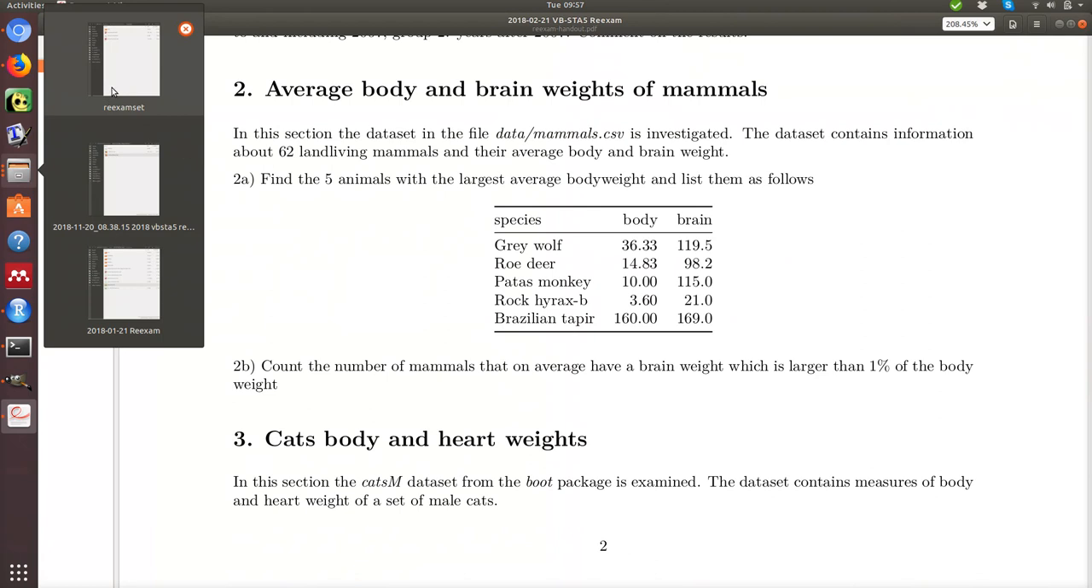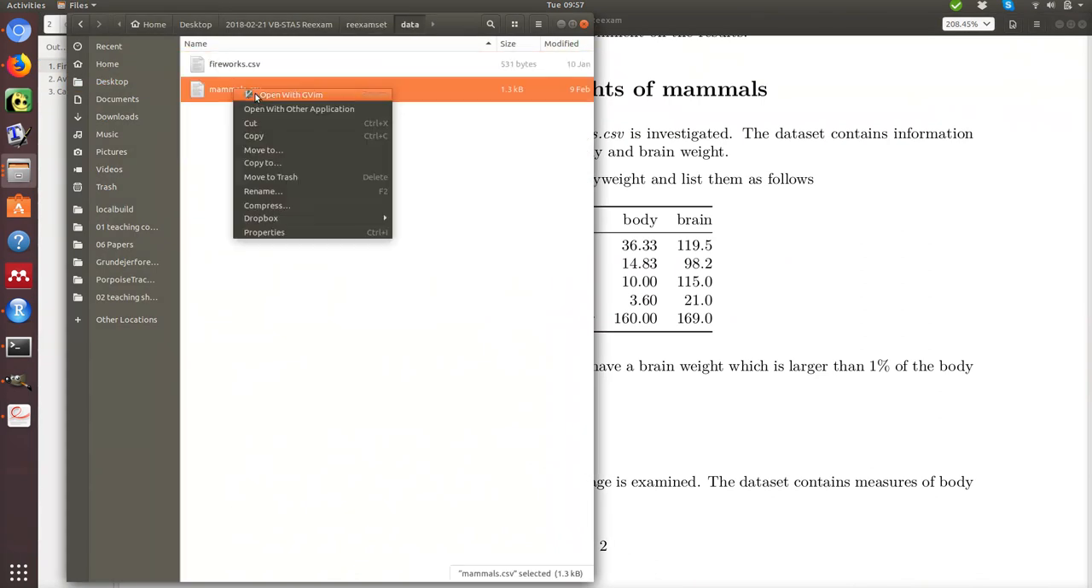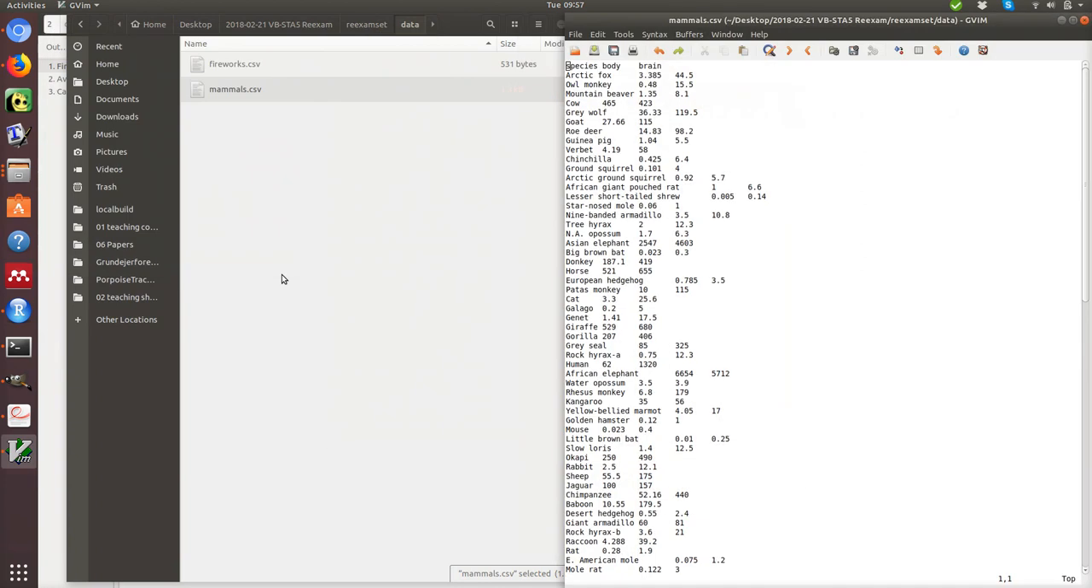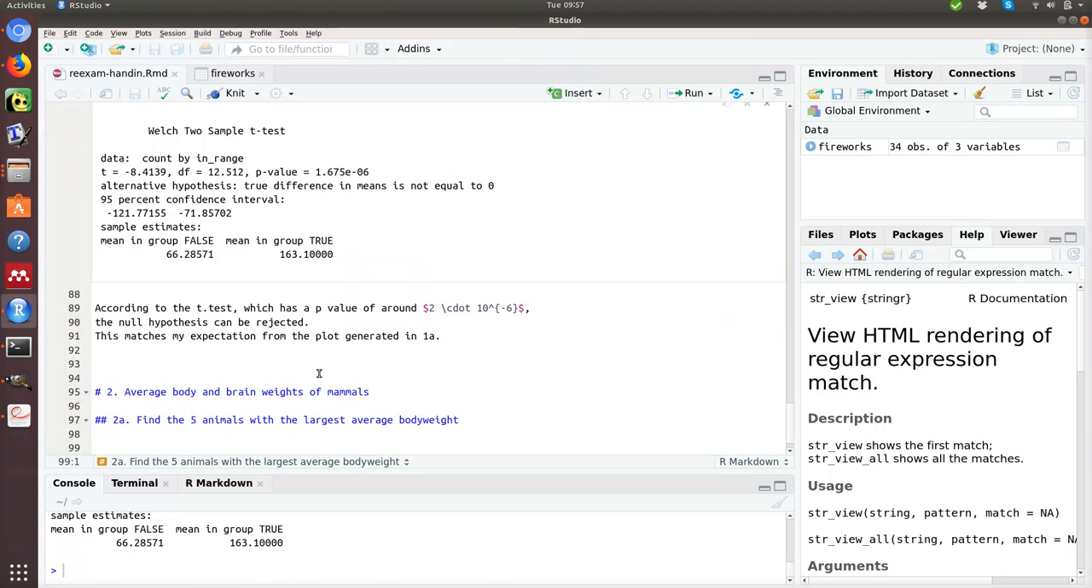The re-exam set was here. We have the data folder, and there's this mammals CSV file. The data are stored here in a format very similar to the format used in the first part. It seems like we have a name of the species, then a tabulator, a value for the body weight, and then a value for the brain weight. So it should be rather easy to load the data.